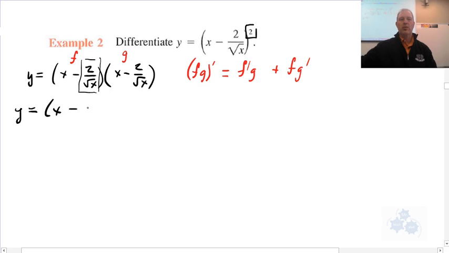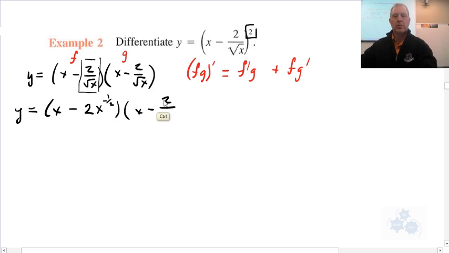It's going to be x minus what? 2 times x to the negative 1/2. Everyone see that? I'm going to change this one too, obviously. So minus 2x to the negative 1/2. Are you guys okay with that? Right? You get that?